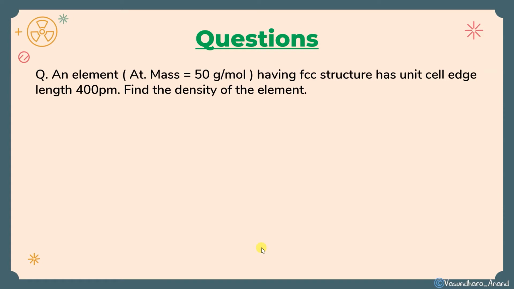The first question is here. An element, atomic mass 50 gram per mole, having FCC structure, has unit cell edge length 400 picometer. Yes, atomic mass is given. FCC means Z is given. You have to find the density. So simple formula, isn't it? Density is equal to Z into M upon a cube into N. That formula you have to apply and you will get this. Yes, so let's do this.